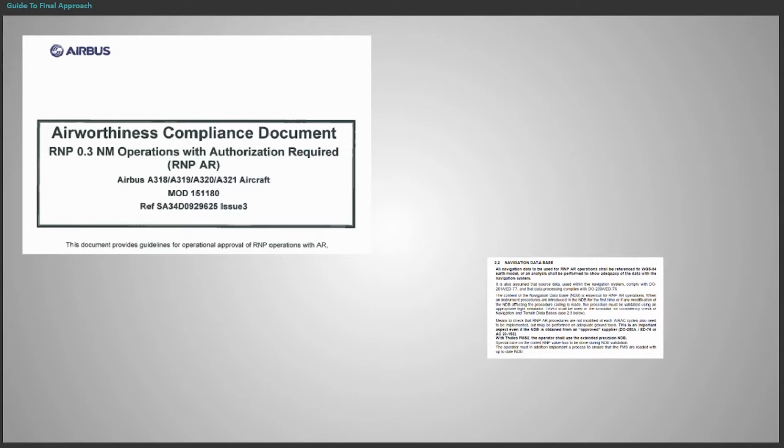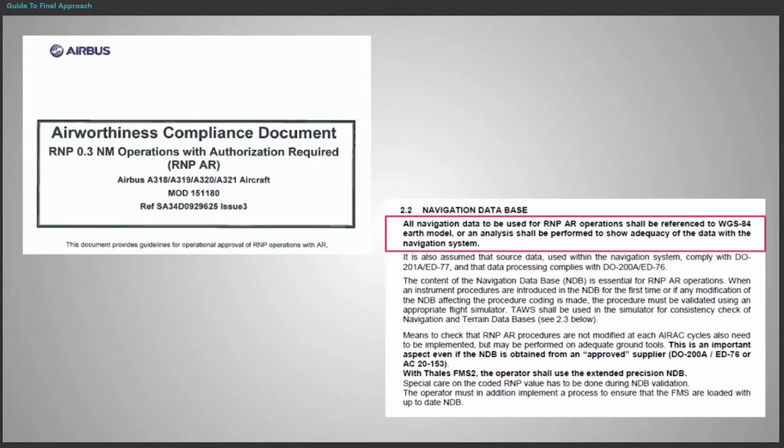In particular, all navigation data to be used for RNP AR operations shall be referenced to WGS 84 Earth model, or an analysis shall be performed to show the adequacy of the data with the navigation system. Means to check that RNP AR procedures are not modified at each AIRAC cycle also need to be implemented. This is an important aspect even if the NDB is obtained from an approved supplier.